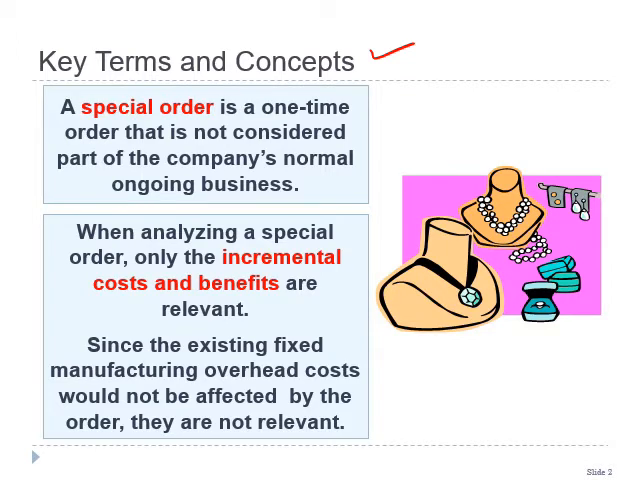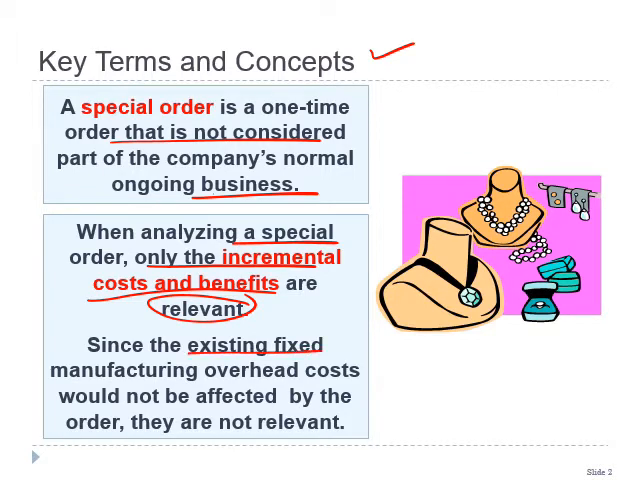A special order is a one-time order that is not considered part of the company's normal ongoing business. So when analyzing a special order, only the incremental costs and benefits are relevant, right? Incremental, we'll see that in our coming slides. What do we mean by incremental costs and benefits? Since the existing fixed costs or overhead would not be affected by the order, they are not relevant, right?